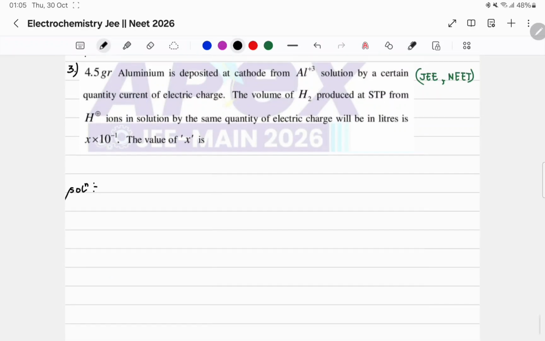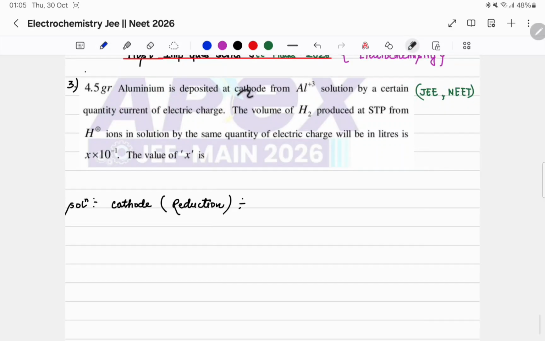This question belongs to Faraday's law of electrolysis. Before that, let's write the reactions which are taking place at the cathode and anode. That is a very important part. At the cathode, what will always take place? Reduction. मैंने प्रीवियस क्लास में आपको बताया था CR आओ, क्लास रिप्रेजेंटेटिव आओ. सो कैथोड पे हमेशा क्या होगा? रिडक्शन. और एनोड पे हमेशा क्या होगा? ऑक्सीडेशन.